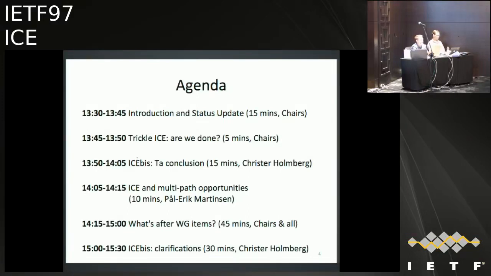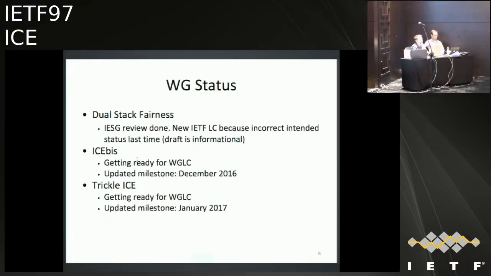The dual stack fairness draft: the IESG review was completed just a day ago. However, now we're doing a new IETF last call because in the previous IETF last call, there was unfortunately wrong information in the tracker on the intended status of the draft. The draft is supposed to be informational. There will be a new last call started on that. But after that is done, we assume it's going to the RFC editor. ICE-BIS is getting ready for last call, and we updated the milestones on our documents; the new milestone is December this year. Trickle ICE is also getting ready for last call, and the updated milestone for that is January next year.